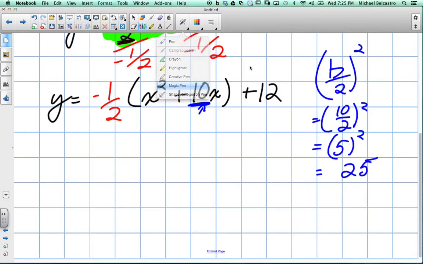Reason being is we're creating what's called a perfect square trinomial. And we won't really build into that because we only kind of need to know this process, but we can talk about that another time.